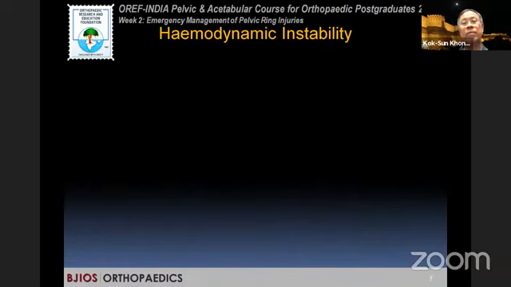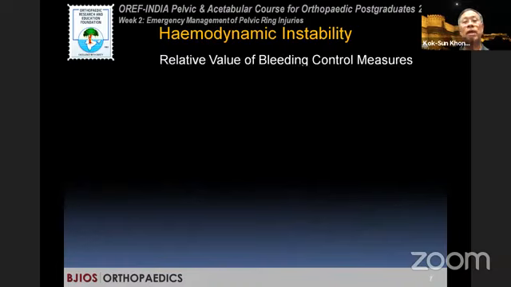When you talk about hemodynamic stability, you want to know the relative value of bleeding control measures. The first is self-tamponade. In other words, the patient's body itself, with a minor, small displacement of the pelvis, you may actually have pressure buildup in the intra-pelvic space, and then the bleeding may stop on its own, especially when the patient is in some shock. But be careful when you resuscitate the blood pressure. You may restart bleeding within the pelvis.